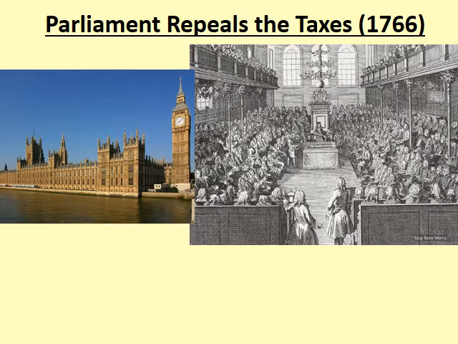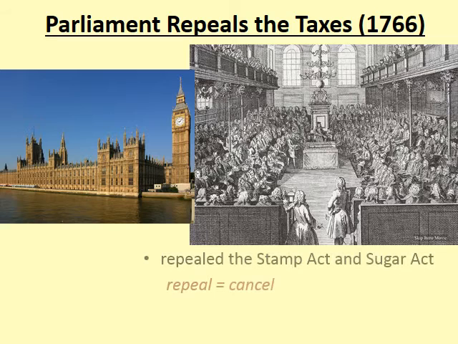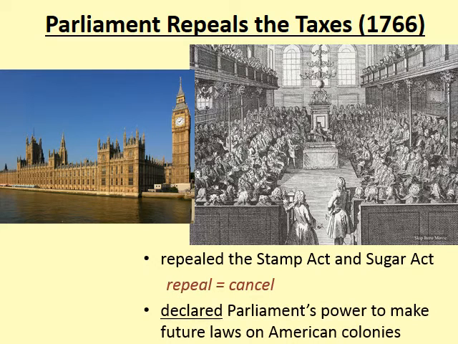Parliament repeals them. Remember, here's Parliament, that whole group of guys there. They repeal the Stamp Act and the Sugar Act. That means to cancel them. Basically, they pass a law to cancel the law. However, at the same time, same day, they pass something called a Declaratory Act that declares that Parliament has the right in all cases whatsoever to make laws in future, whether taxes or, well, in all cases, anything they think they need to, they're still declaring they have the right to.